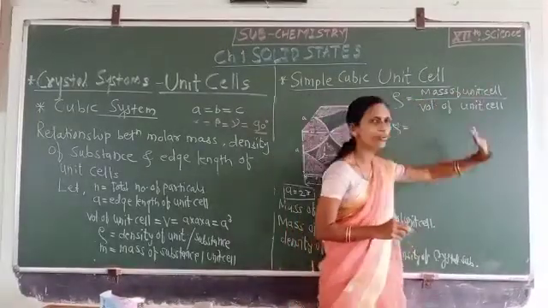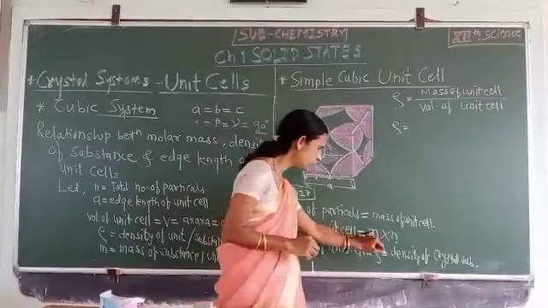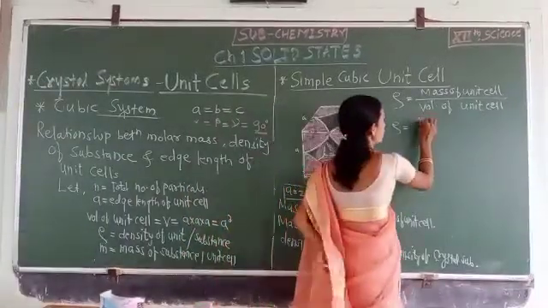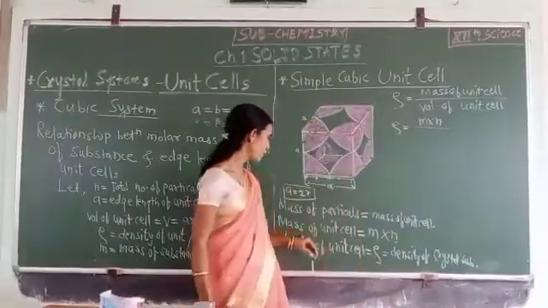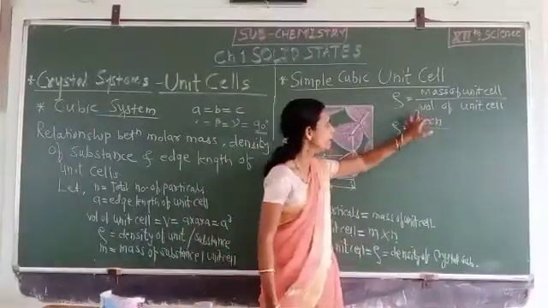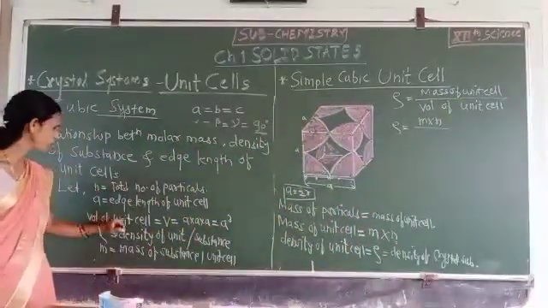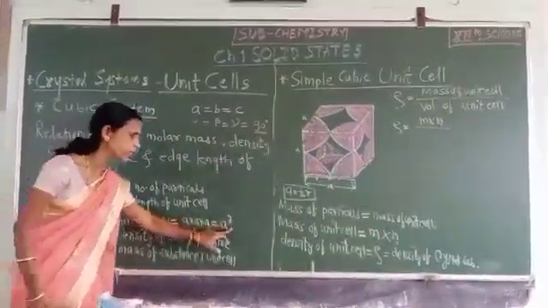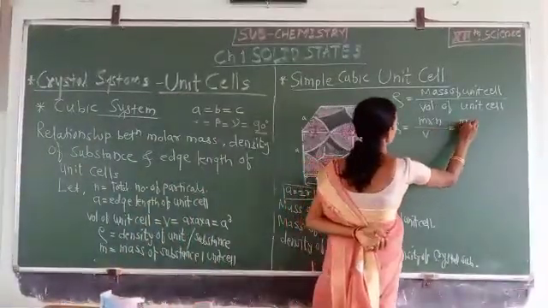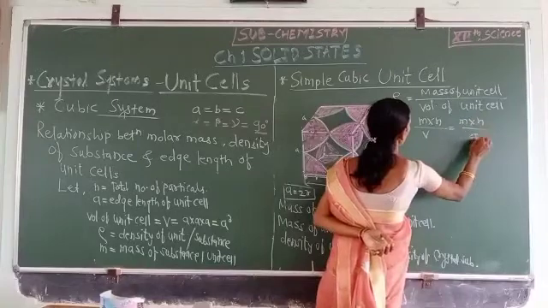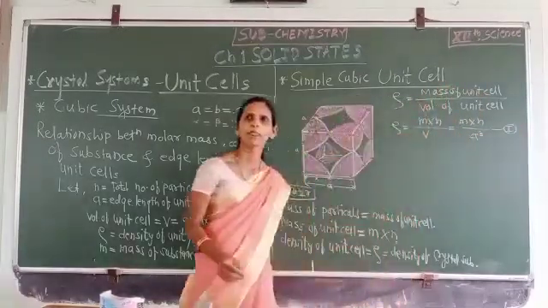See here, the mass of the unit cell is m into n. Therefore, putting the value of the mass of the unit cell, m into n, upon the volume of the unit cell. See here, the volume of the unit cell is V, that is a cube. Therefore, rho is equal to m into n upon a cube. Let this be equation number 1.